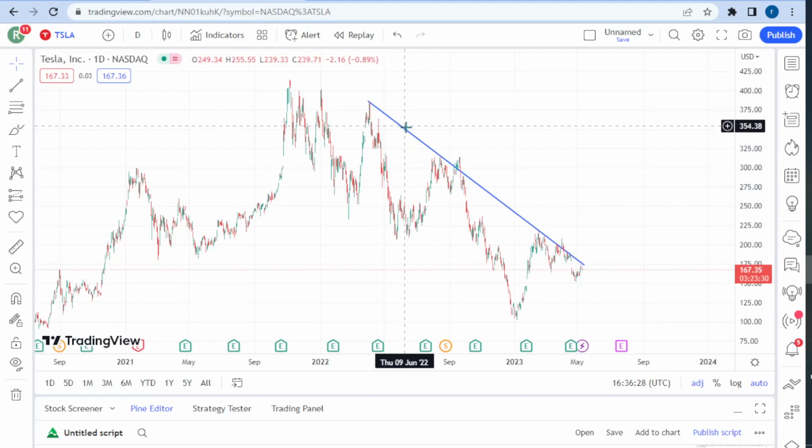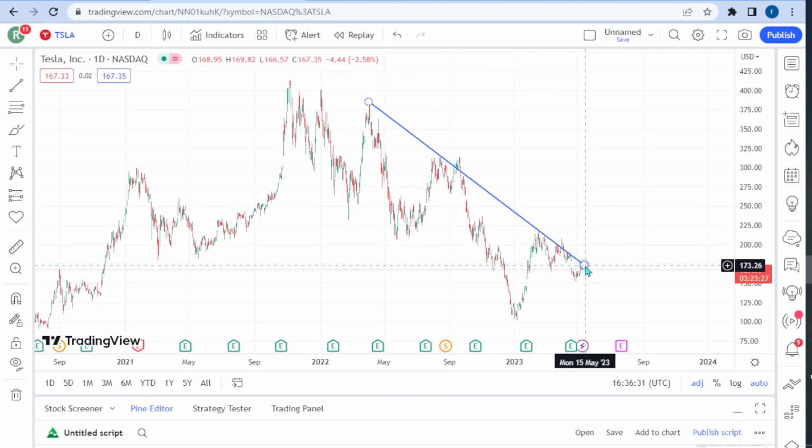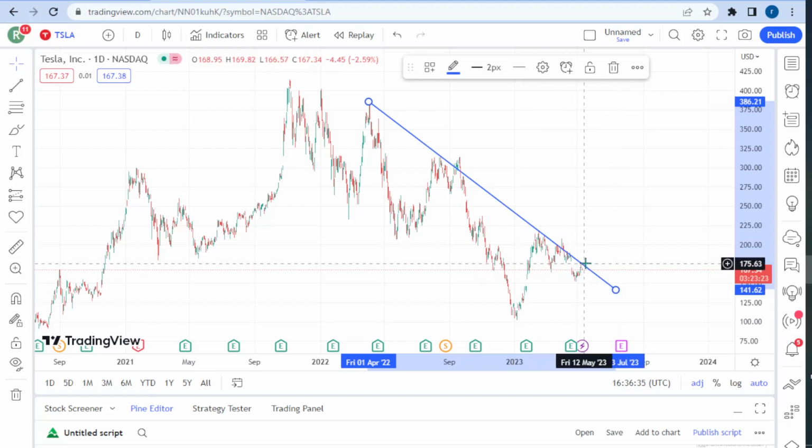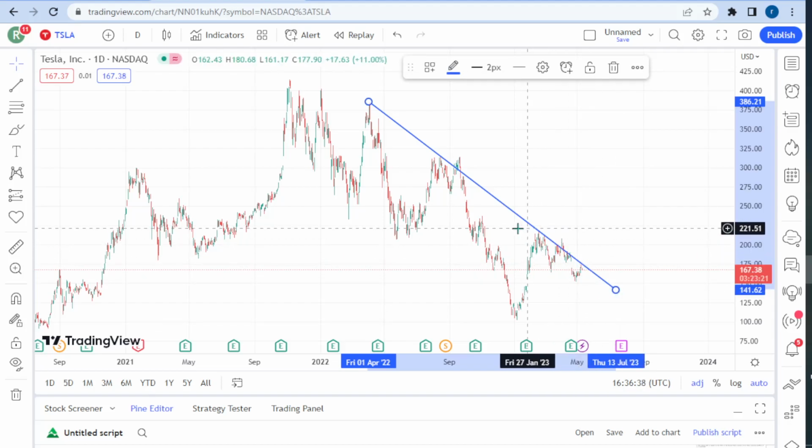So this is pretty much the main trend line that we want to pay attention to as of now. And if we were to get above this and we were to sustain it, then yeah, I think we could have a pretty sizable rally. So there are some other things that I do want to look at.